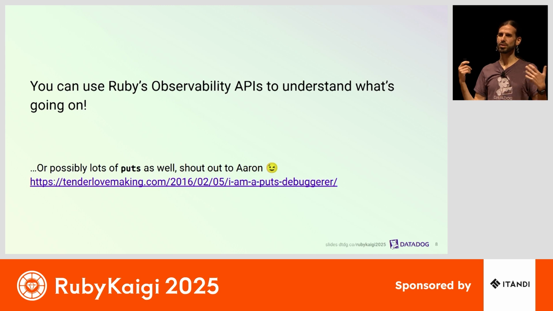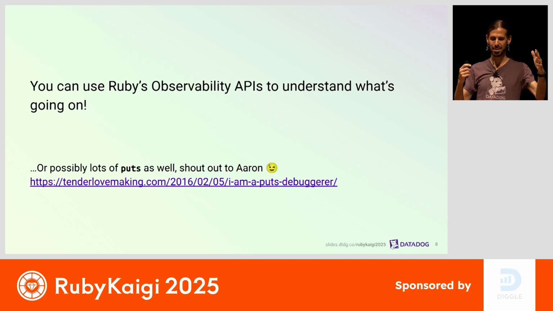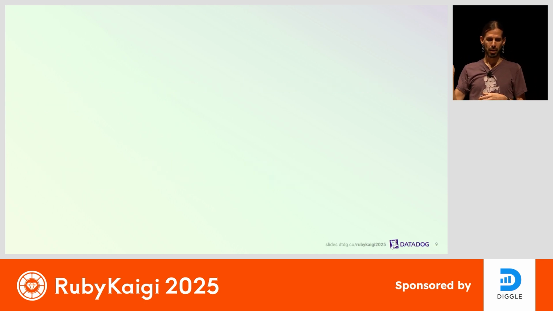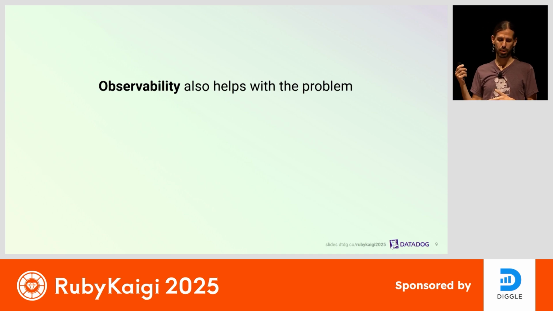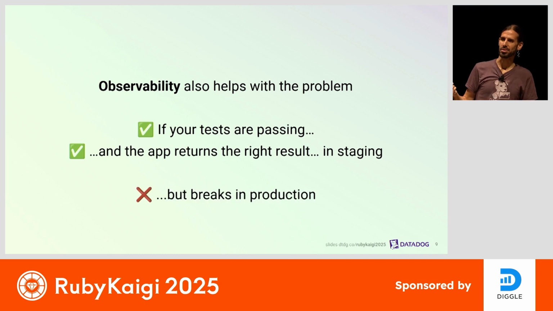You can also use a lot of puts statements, and shout out to Aaron. We are all big puts debuggers. It's the best debugger when you have nothing else. But sometimes some of these observability APIs give you a bit more. Observability also helps with the problem where your tests are passing and the app returns the right result in staging, but breaks in production. So it can give you a lot of information on a lot of different things.